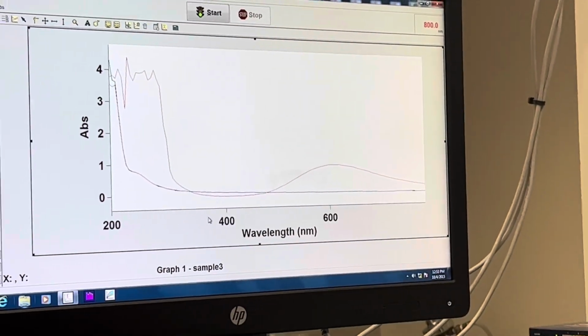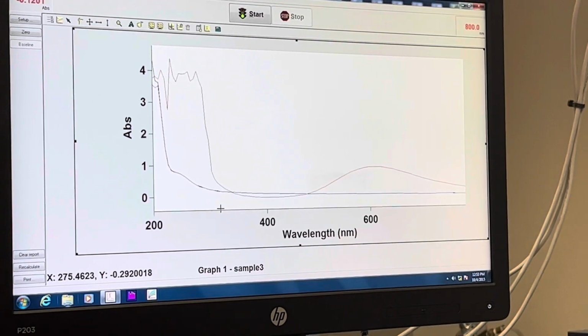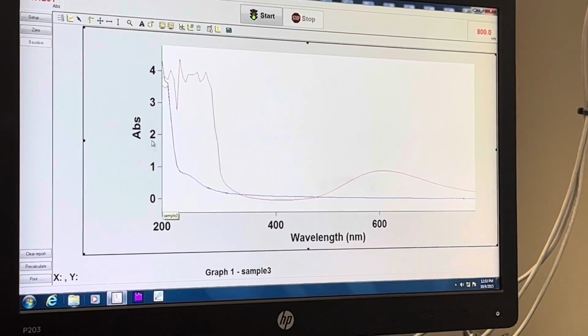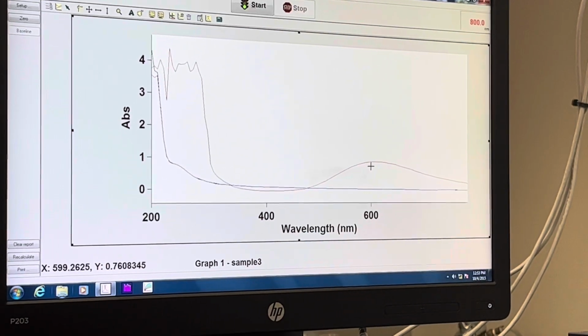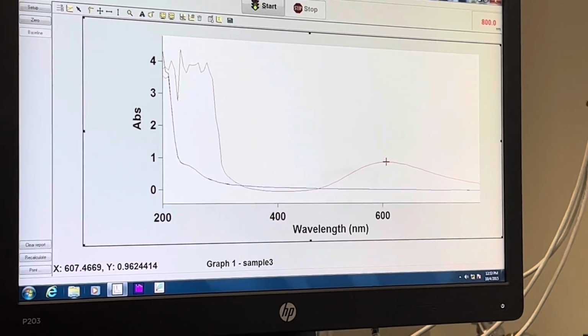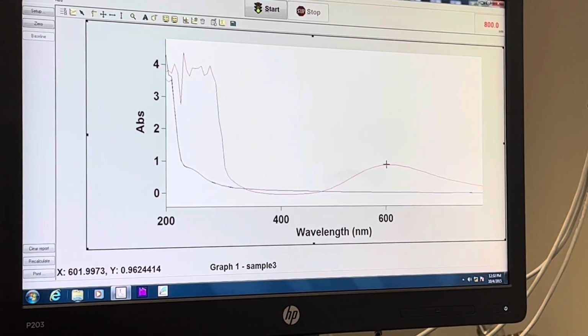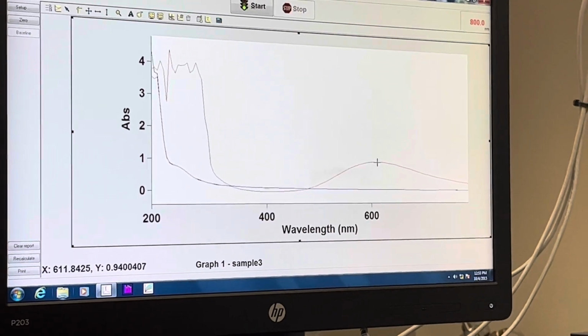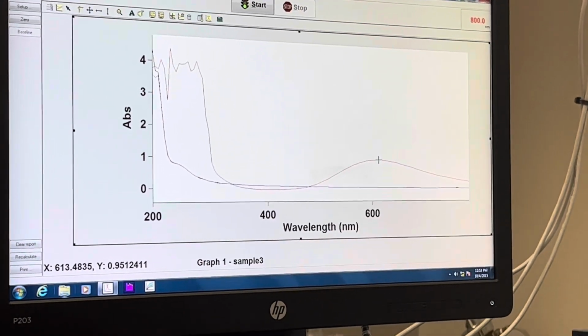Okay, this is our graph, our absorption graph. The x-axis represents the wavelength, and the y-axis represents the absorption. So the wavelength that we need to record on looks like it should be 607.5. We want to go 610? No, wait. No, because it goes up more.